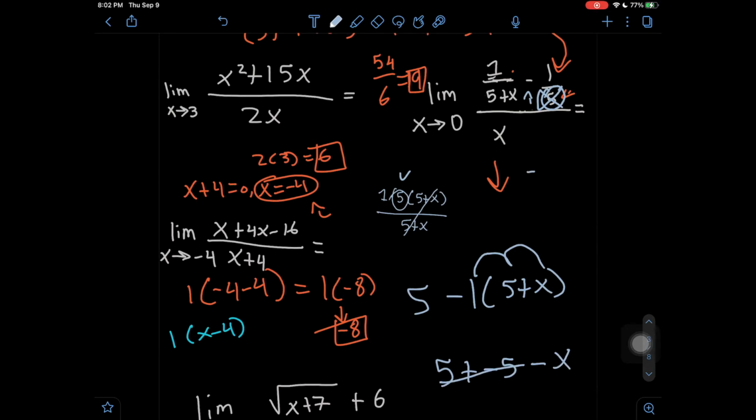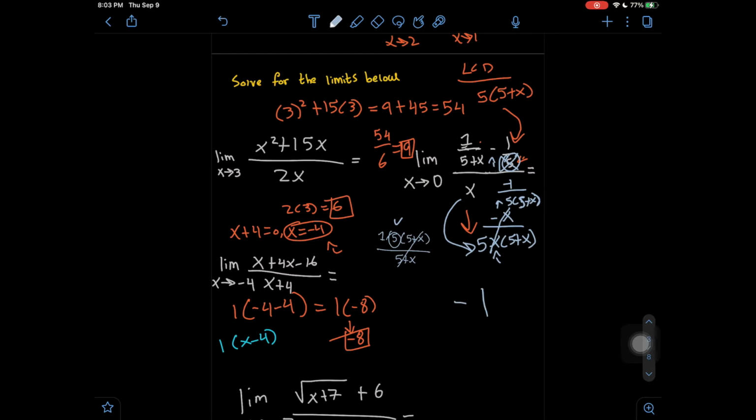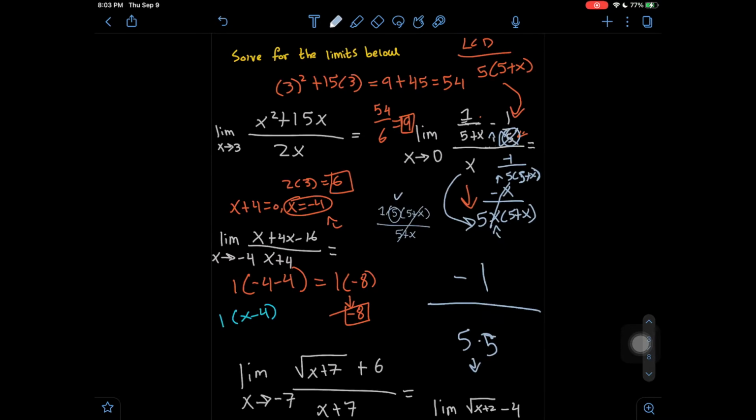And we're left with the negative x over 5x times 5 plus x, because this x was originally here, and we just multiplied it by the 5. And now we can see that x and negative x go to negative 1. So we are now left finally with negative 1 over 5 times 5 plus x. So we have negative 1 over 5 plus 0 is 5, so we're left with 5 times 5. We are left with negative 1 over 25. And that's going to be the final answer for that one.